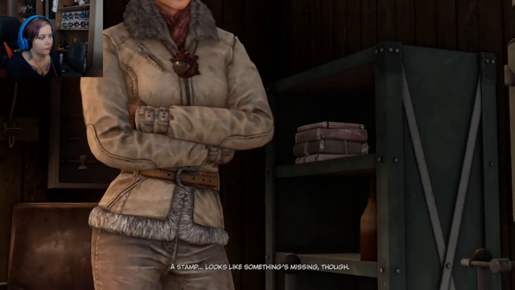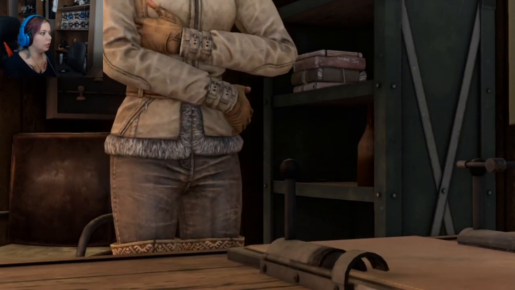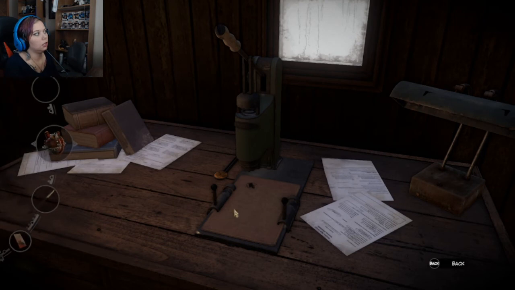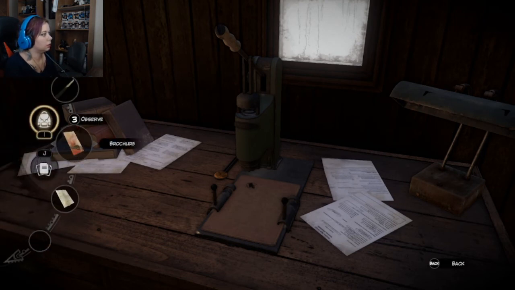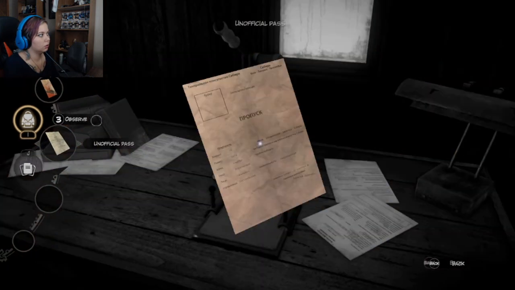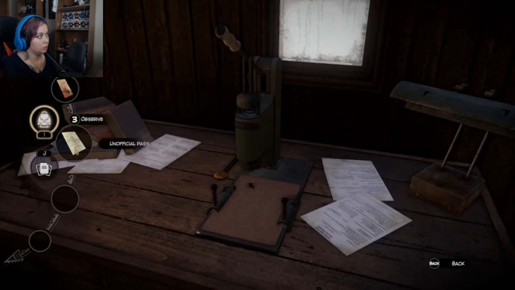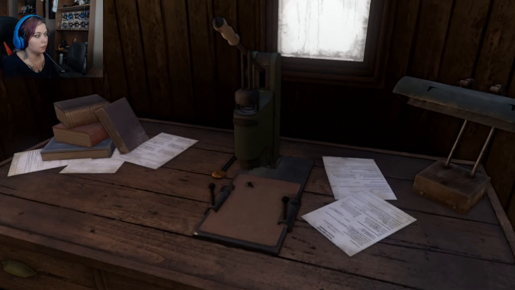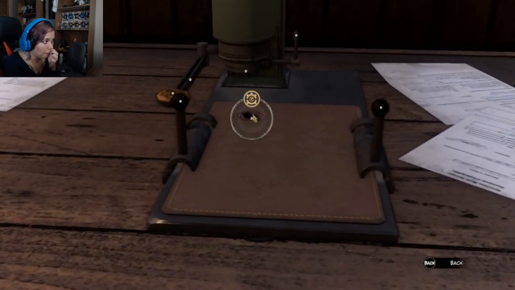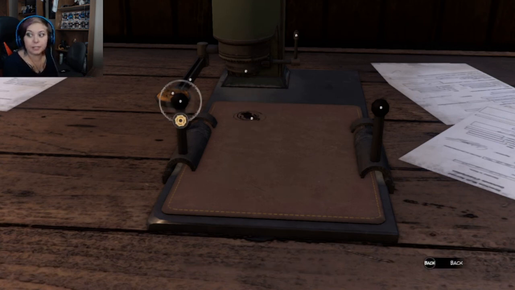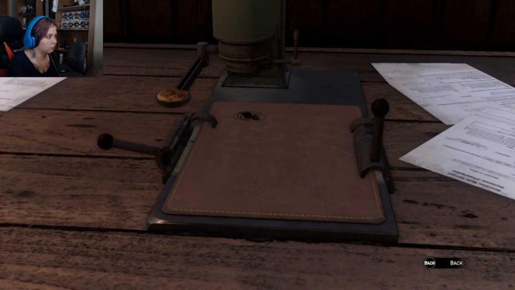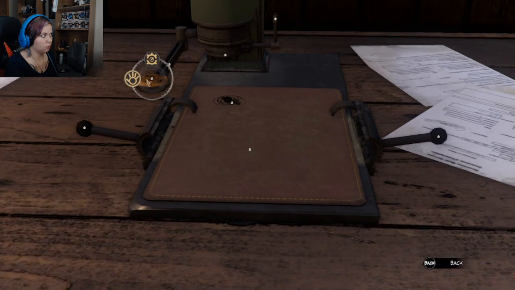A stamp. Looks like something's missing, though. Honey. Yes. That's what I need. Take this and... Oh, something is missing. There's a shape ingrained in the leather. That's what happens when you stamp something, honey. Huh? A sponge.